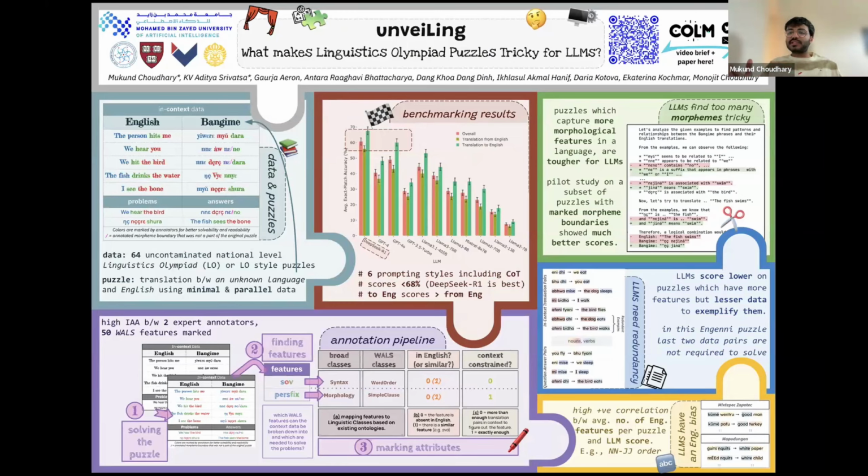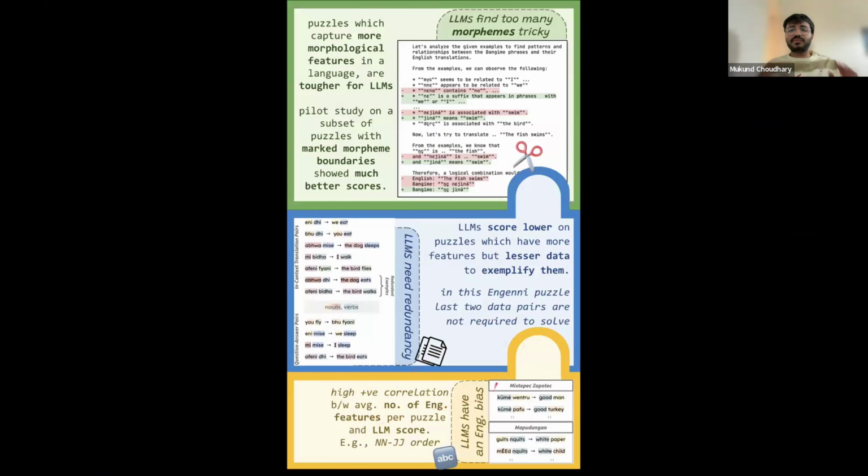We annotate all of these features using the World Atlas of Language Structures. There were about 50 features that we came up with, and about 2 expert annotators who had some experience with linguistics and were previous Linguistics Olympiad participants. What we found by doing a correlation between scores and these features was the following. There were 3 main findings. There were other findings which were not very strongly correlated, but the 3 main findings had a very strong correlation.